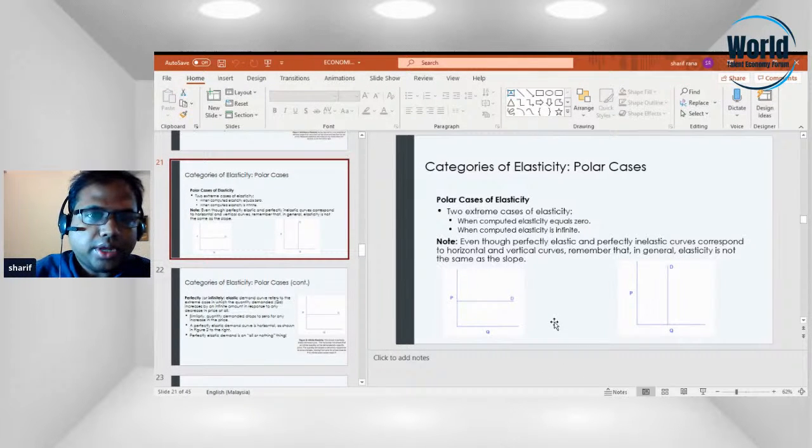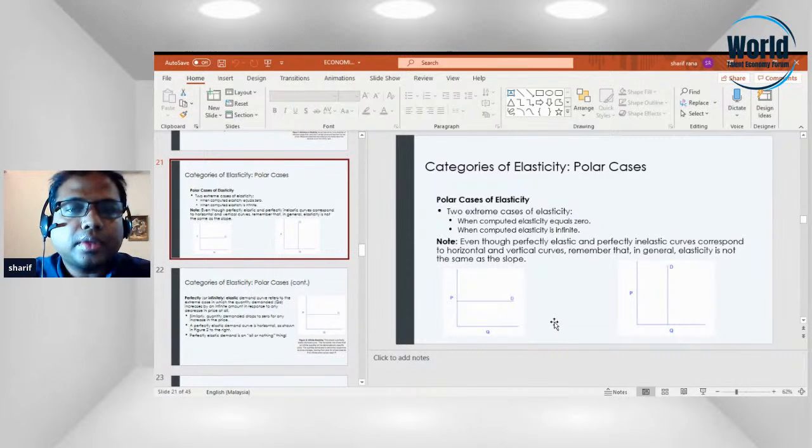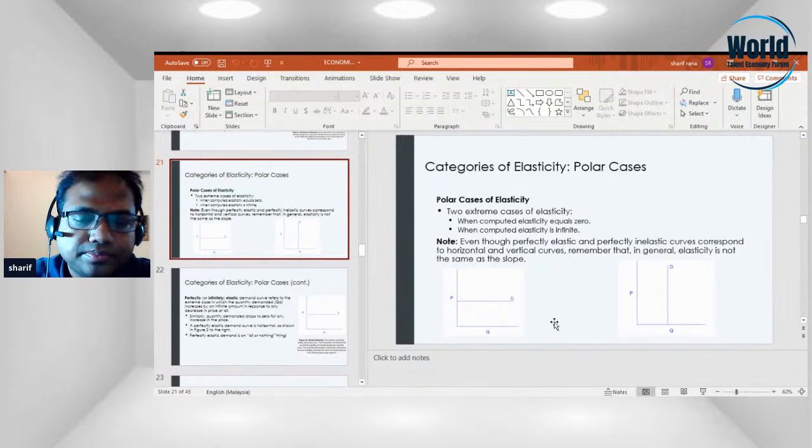Hello everyone. Today I'm going to discuss elasticity, the categories of elasticity. Polar cases in elasticity are two extreme cases of elasticity. Number one, when computed elasticity equals zero. And number two, when computed elasticity is infinite. Even though perfectly elastic and perfectly inelastic curves correspond to horizontal and vertical curves, remember that in general, elasticity is not the same as the slope.